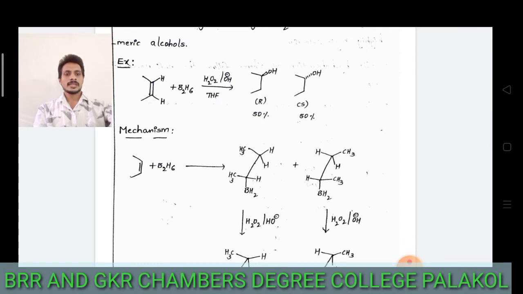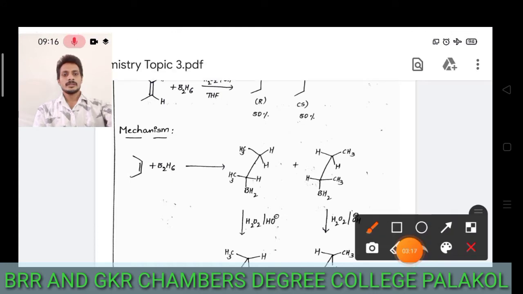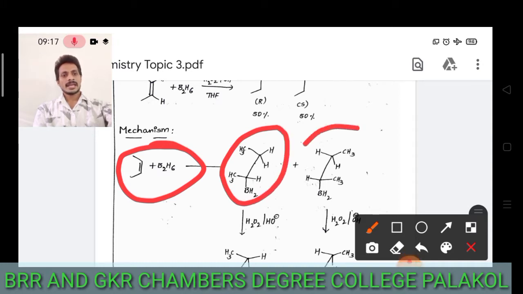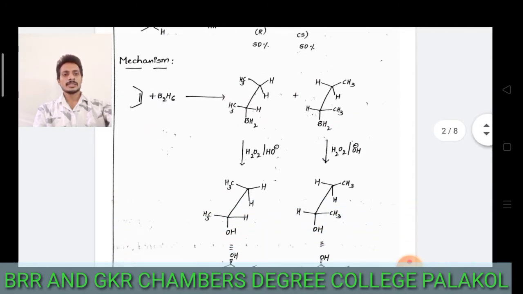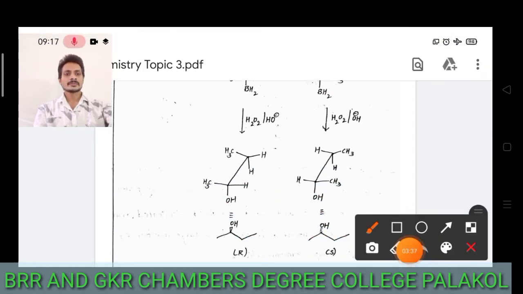Let's observe the mechanism. Alkene systems are treated with diborane to give the corresponding alkyl boranes. The reaction follows a concerted mechanism to give the corresponding alkyl boranes. The formed alkyl boranes are again treated with hydrogen peroxide in the presence of basic medium. It undergoes an oxidation reaction to give the corresponding alcohol.